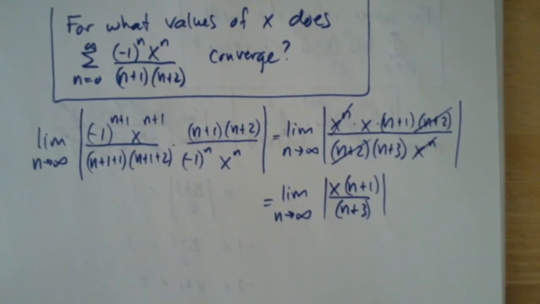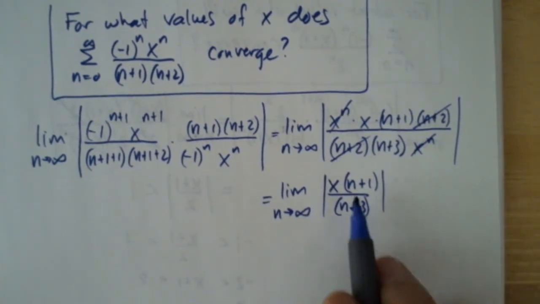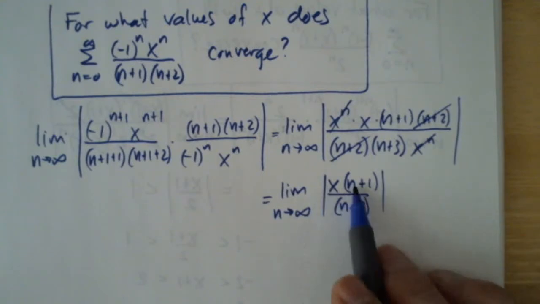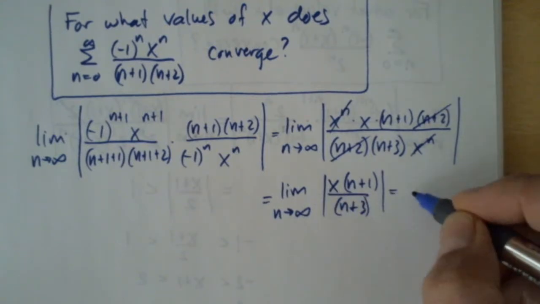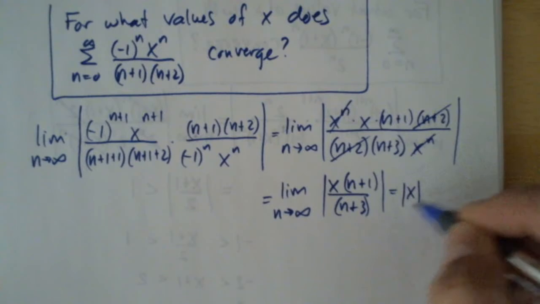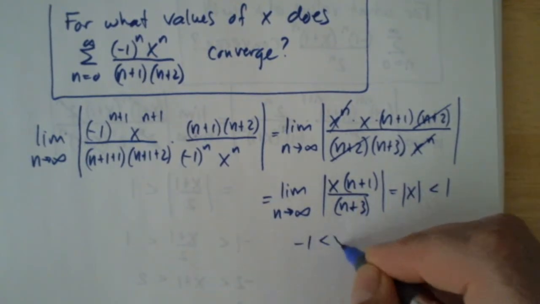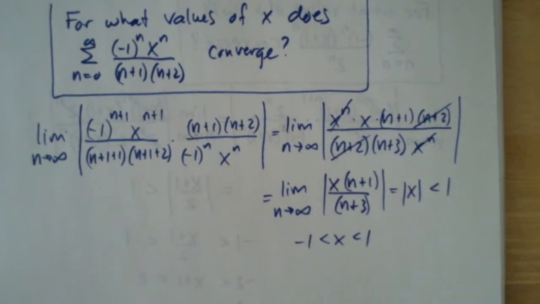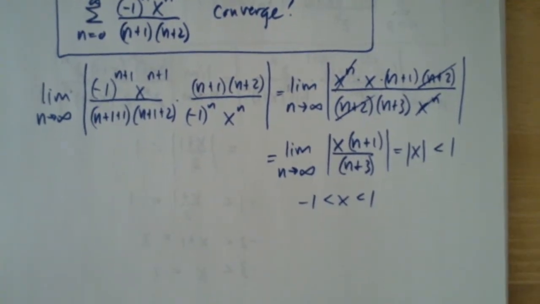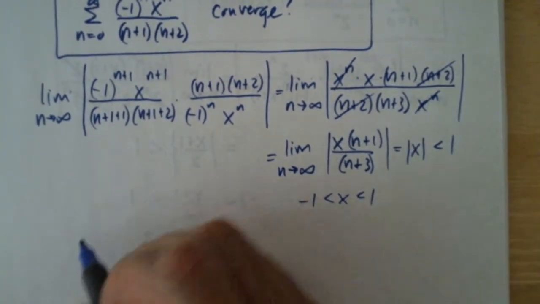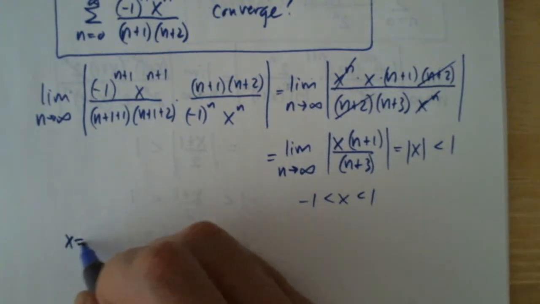And as n goes to infinity, we would get infinity over infinity, but then we could do L'Hopital's rule, and we would just have the limit being absolute value of x. We want that to be less than 1, so now we have that interval, and then we'll check the endpoints, and we're going to check -1.